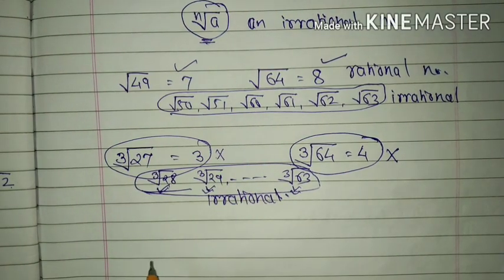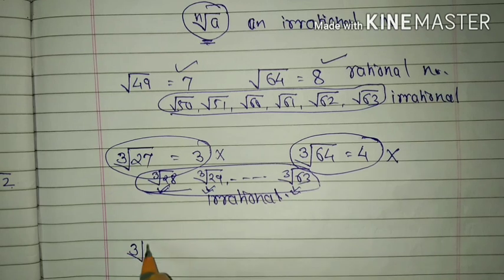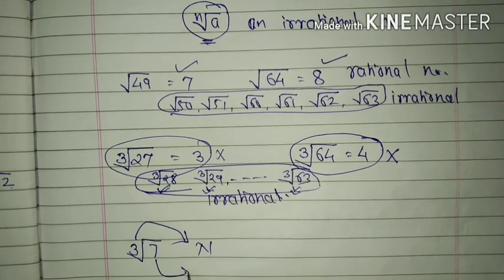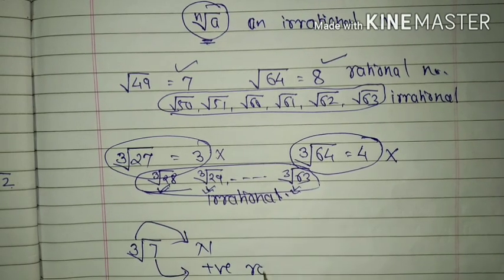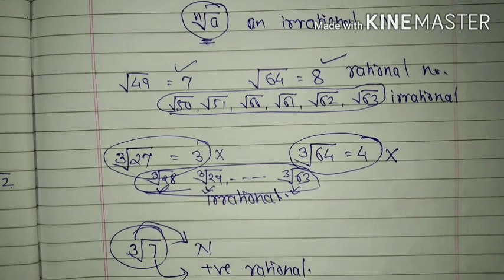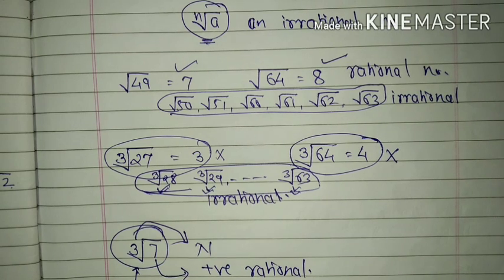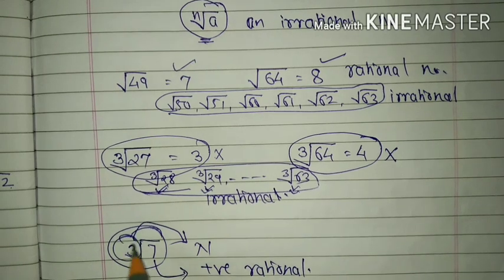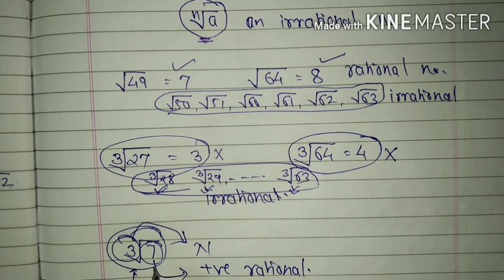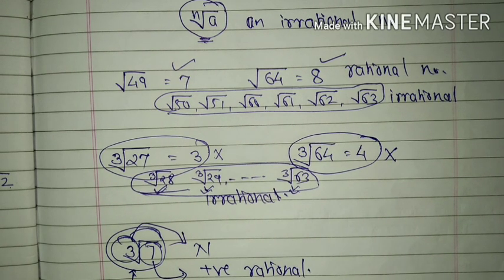Now some examples of the surd. Third root of 7. Yes, 3 is a natural number, 7 is a positive rational number. Overall, this one is irrational. So 3 conditions are there: this number is a natural number, this one is a positive rational number, and overall it is irrational. Then we can say that this one is a surd.